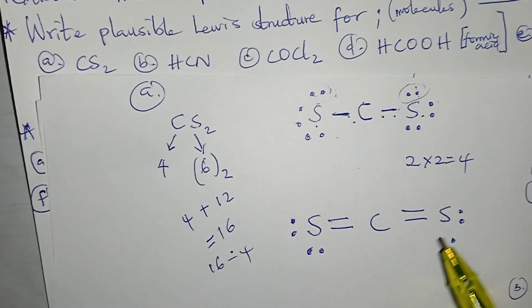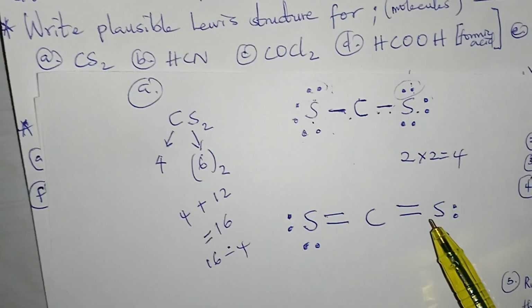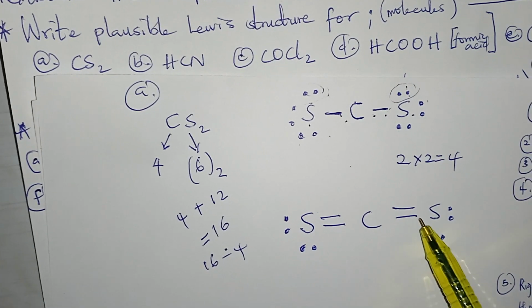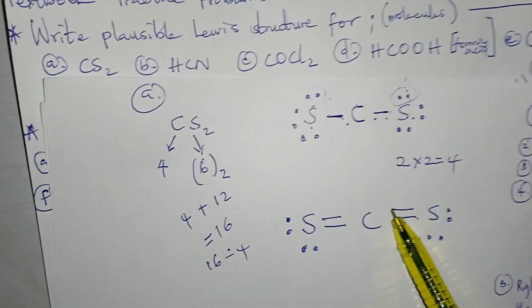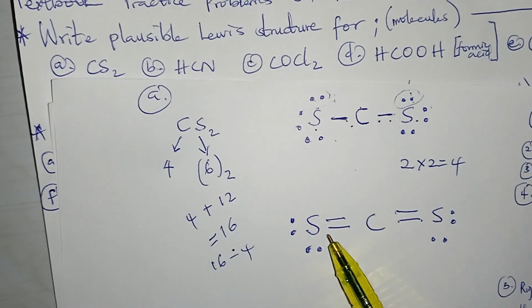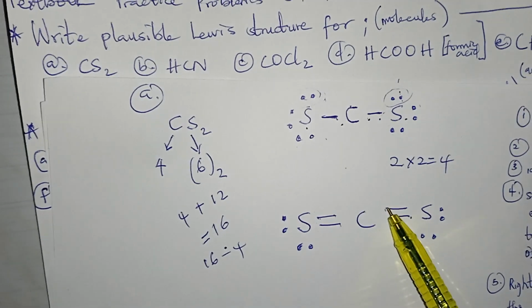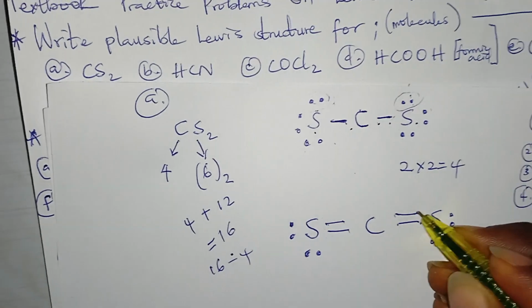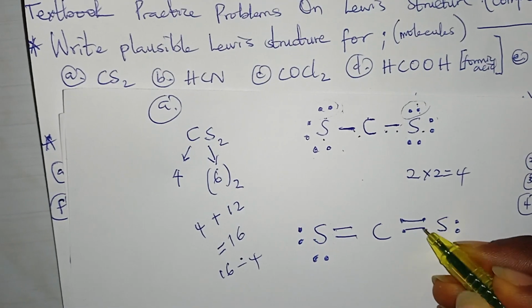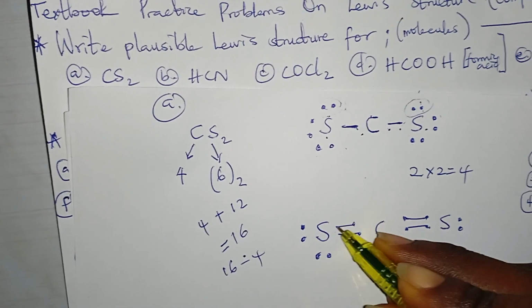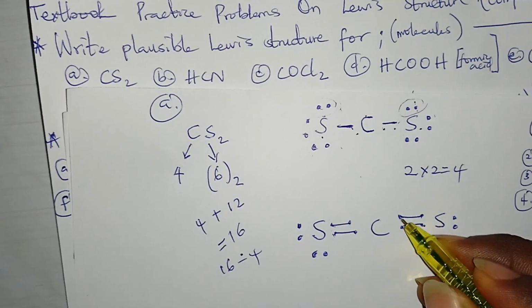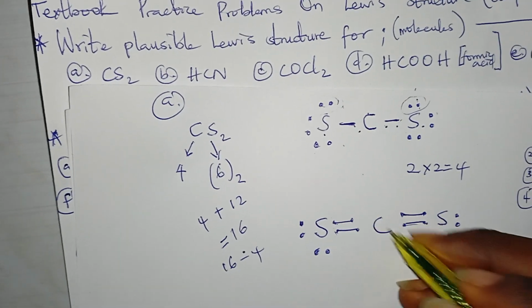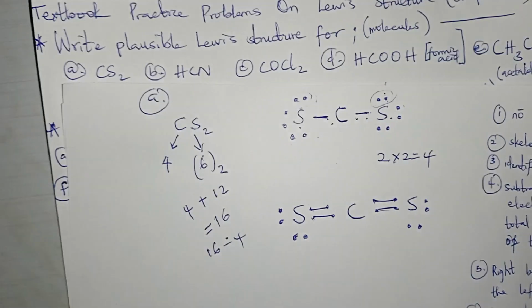So now that I know this, let's check if carbon is balanced now. 1, 2, 3, 4, 5, 6, 7, 8. I told you that on each bond there exists an electron. There's an electron here. So how many bonds? 1, 2, 3, 4. 4 times 2 is 8. So carbon is balanced.